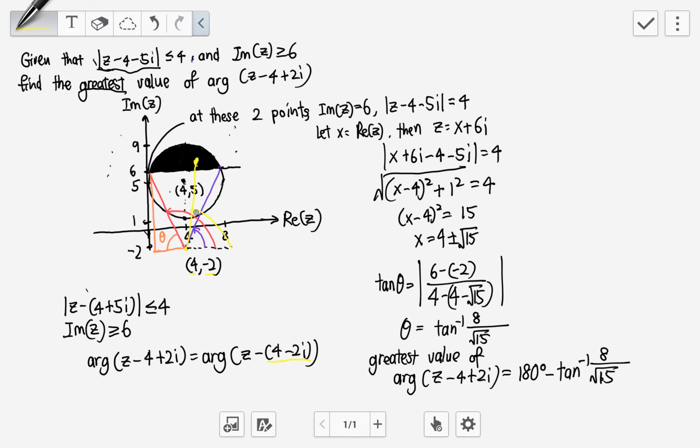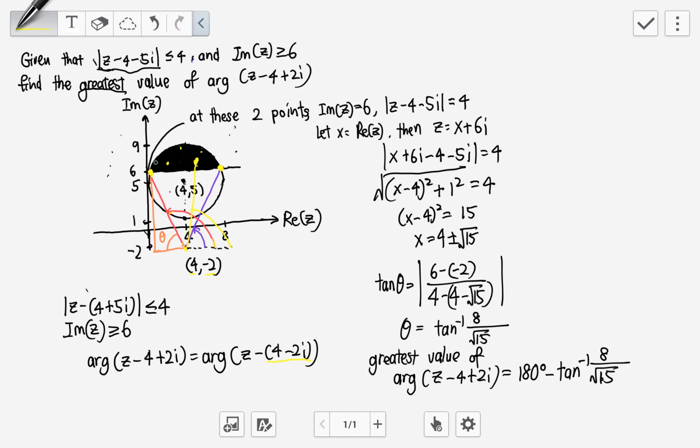But that doesn't give me the greatest angle possible. The thief could also be on this point, then the angle would be this blue angle, or the thief could be at other points. But we want the greatest value of this argument. So the greatest value happens when the thief is here. By observation, you know that the angle is this red color angle. That means the greatest value is this red color angle when the thief is here.